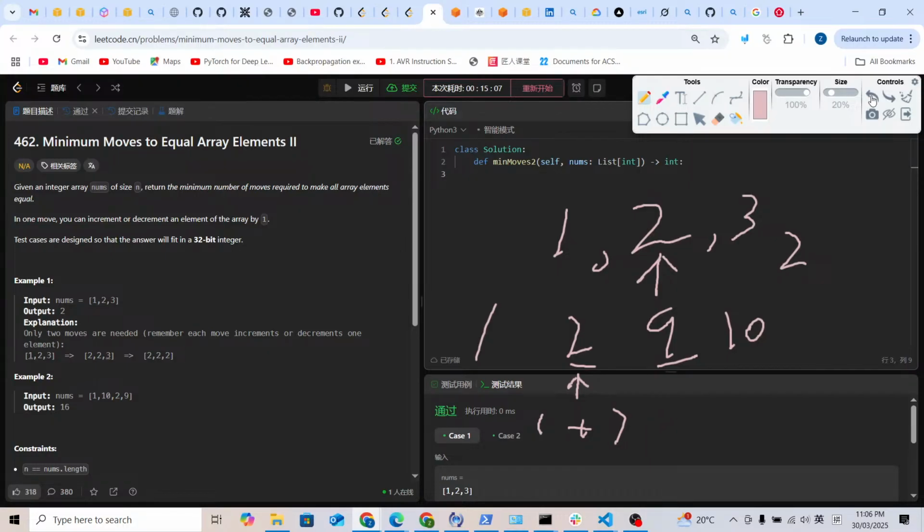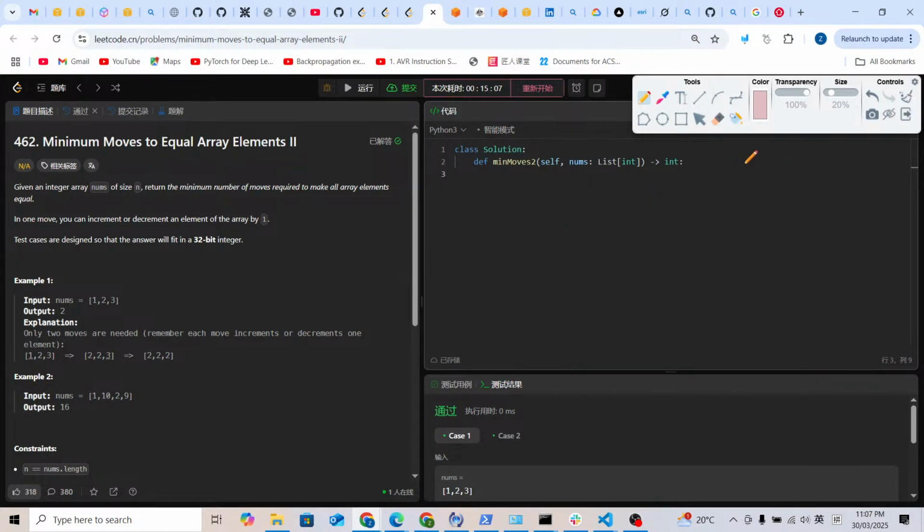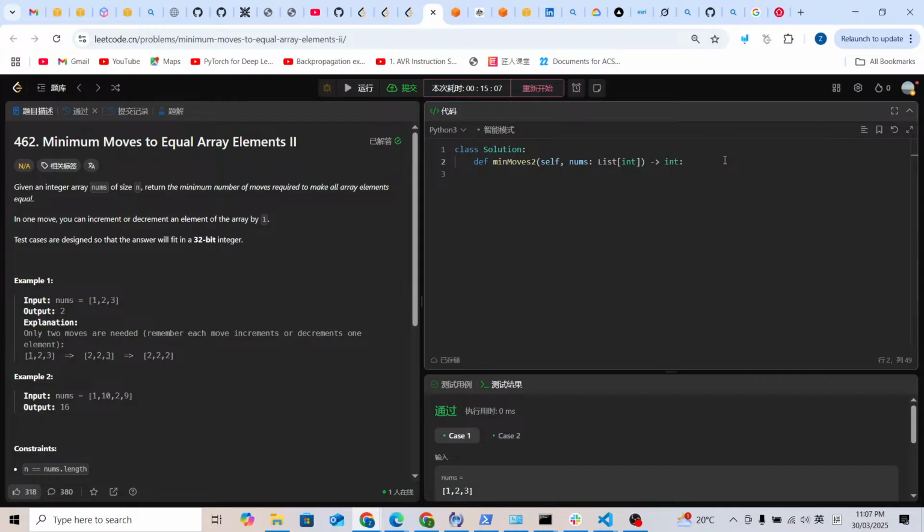But the length of the array is even, so what about 9? If we fix this 9, what's going to happen? 10 to 9 is 1 move. 2 to 9 is 7 moves. And 1 to 9 is 8 moves. So in total, it is 16 moves. As you can see, no matter if we choose 2 or 9, it is the same result. Now, we just need to prove a little bit why it always works. Because this is the median theorem in mathematics.